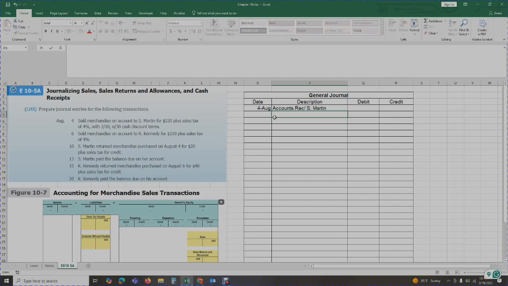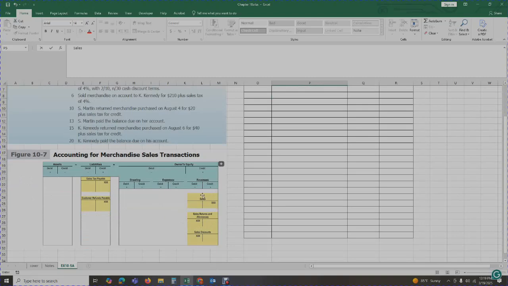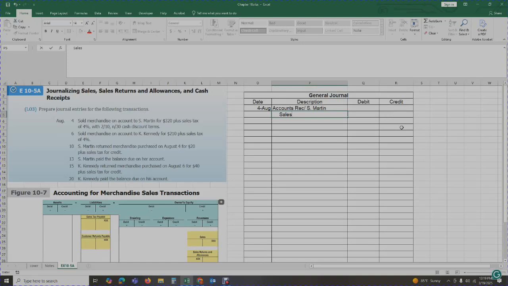What happened here? Well, we made a sale, okay? So we have a sale. Whenever we have a sale, if we look at figure 10.7, we're going to be crediting the sales account, okay? Now we're going to ask ourselves, okay, I made a sale, how much? The problem says that you made a sale on account for $320. Okay, that is the actual amount of the merchandise that was sold. So I'm going to go ahead and credit $320 for my sales.